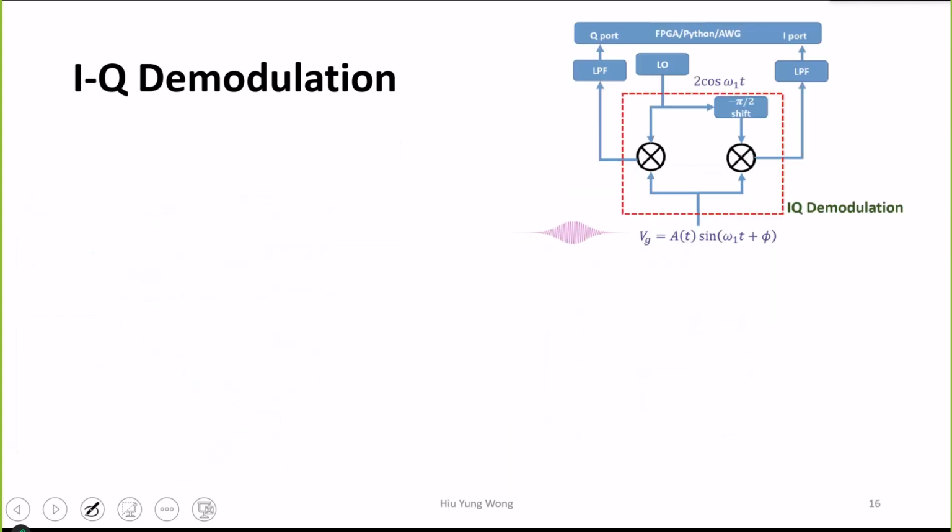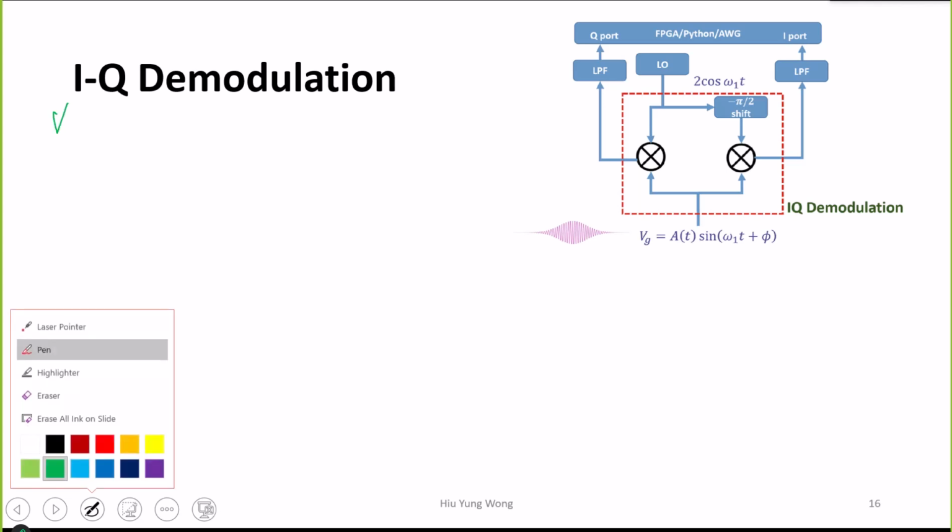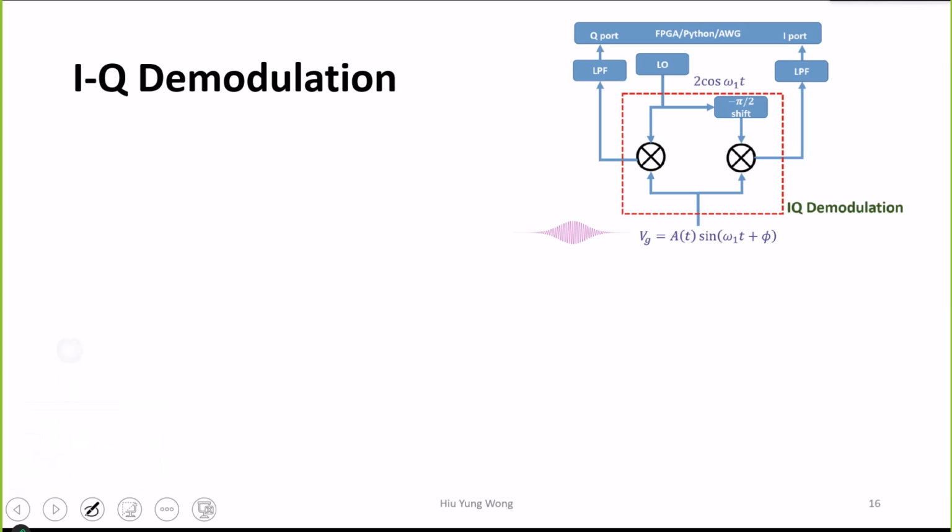So let me show you the math. What is VQ? We'll start with VQ, right? I is in phase. I means in phase. Q means quadrature, which has the same meaning as earlier. One is sine, one is cosine related to that. So here is VQ, and this is VI, right? So let's look at VQ.